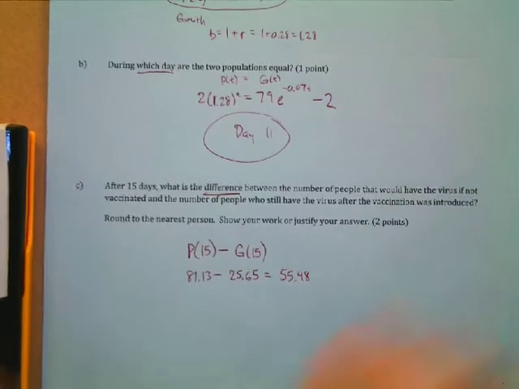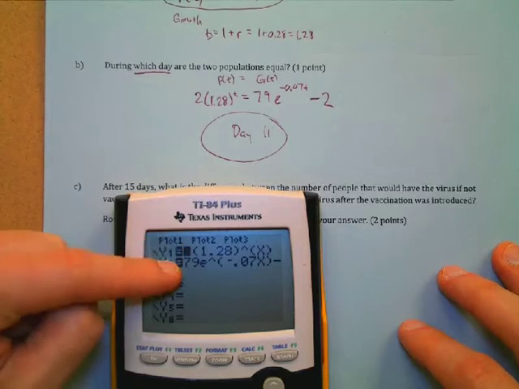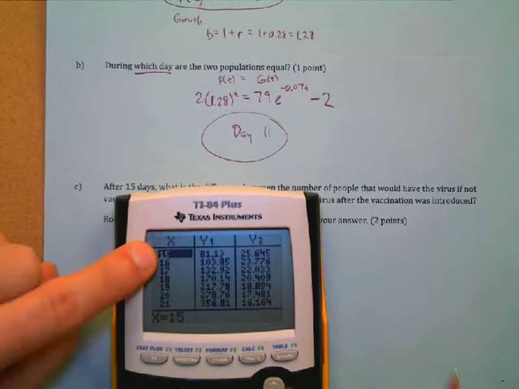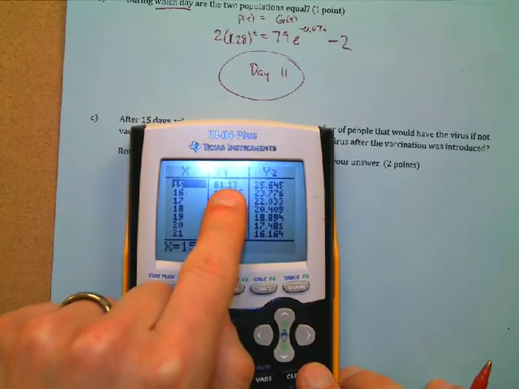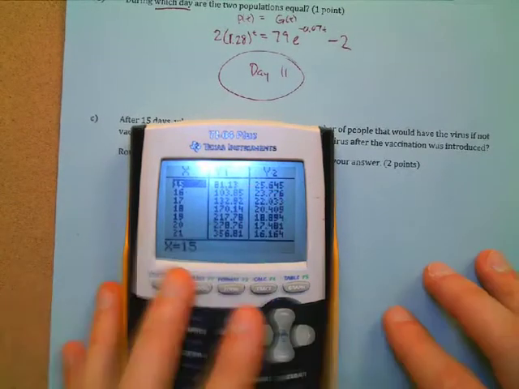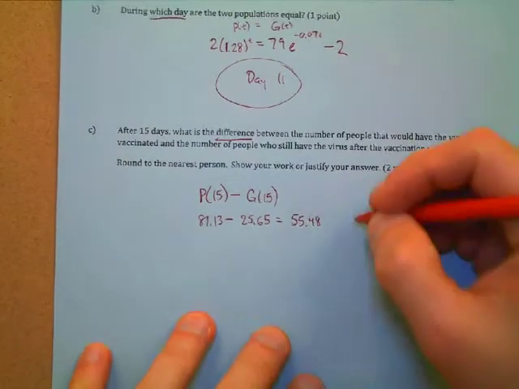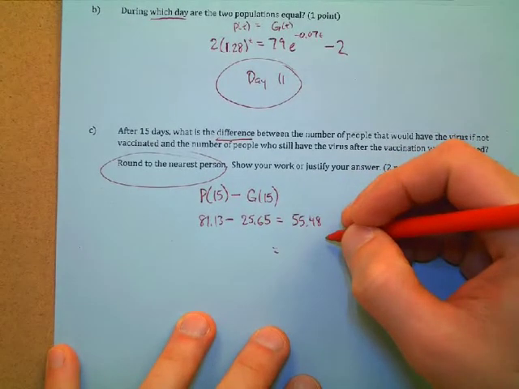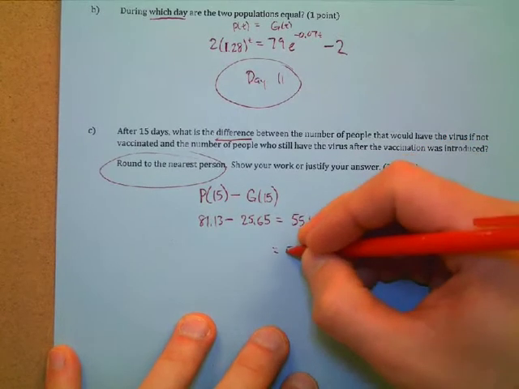I used the table just because I had already typed P of t and G of t into my Y1 and Y2. So when I went to my table, I just found when the day was 15, after day 15, and that would be my P of t at 15, and that would be my G of t at 15. But again, you can get these by plugging into the function too. So it says round to the nearest person, and this is actually kind of close, because you could round the 8 up to 0.5, which would round up. So I'm going to say 55 or 56 here is okay.